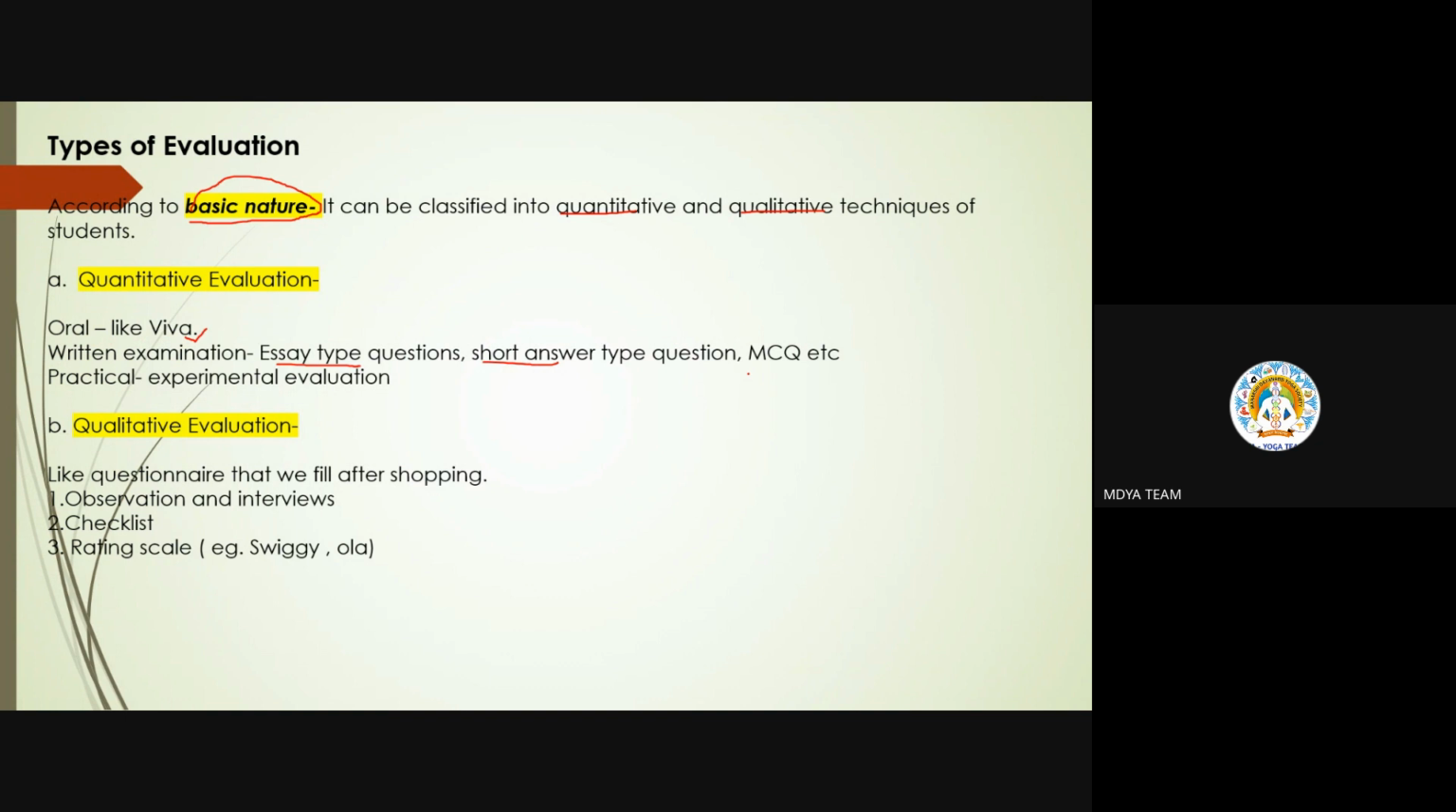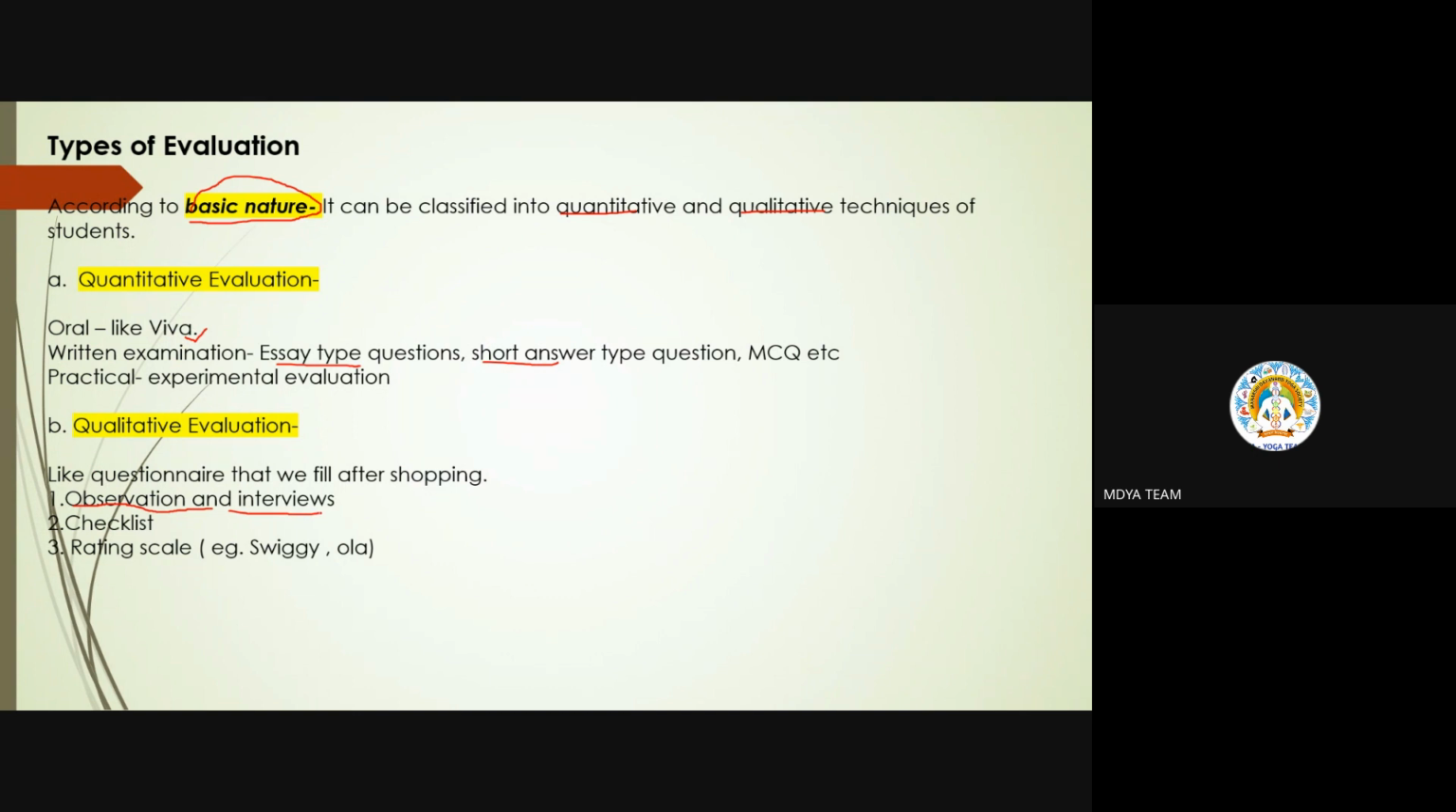Now, qualitative evaluation is about the quality. When we are assessing the quality of anything, we are judging the quality of anything. Like questionnaires that we fill after shopping, asking how was the experience? Some may ask to rate out of 10, or some ask for stars, give a 3-star, 5-star. Then the observations and interviews, like we take an interview of someone, and on the basis of that interview we are judging them.